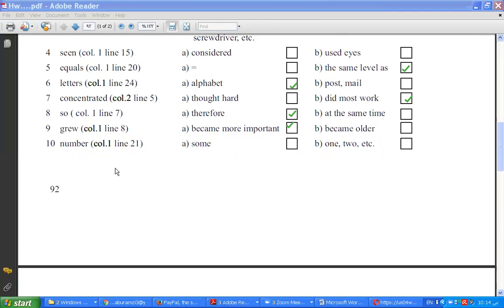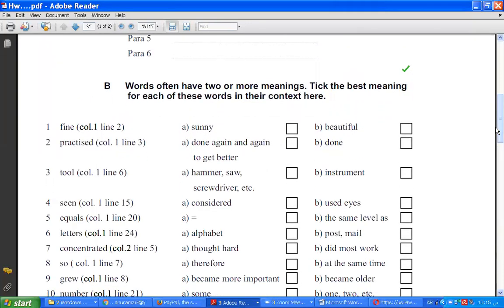True. Number, does it mean some, or one or two? Does it say number meaning a certain quantity or group, or one, two, three? Some, I think. When I say a number of people, I don't mean one, two, three, four, but some of them. Yes, this is the meaning. So thanks, Abdullah. I hope that you get an idea about how some English words can have two meanings, and how I can know the exact meaning from the context.